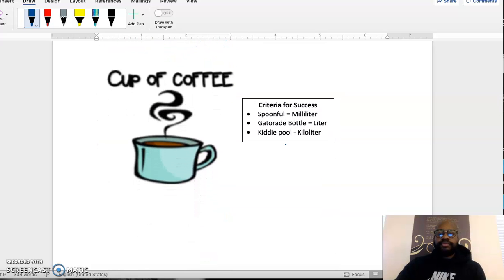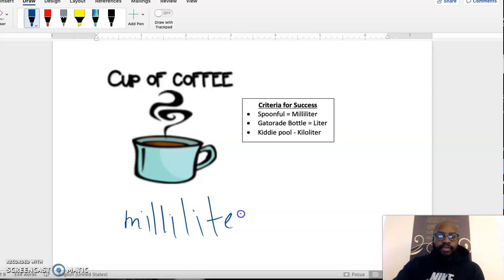A cup of coffee. If you think about a cup of coffee, we know what a cup is. A kiddie pool, that's way too much. A Gatorade bottle is kind of too big to pour inside of a cup. If I try to pour a Gatorade bottle into a cup, a lot of it is going to spill out. A spoonful is small enough that I could pour multiple spoonfuls into the cup and it wouldn't run over. I'm going to choose milliliter for this cup of coffee.